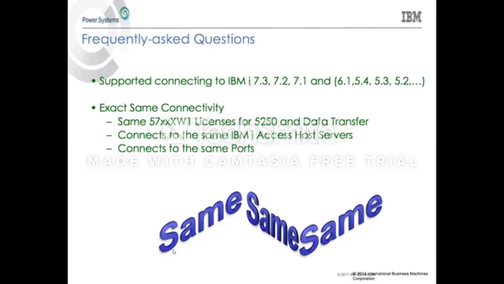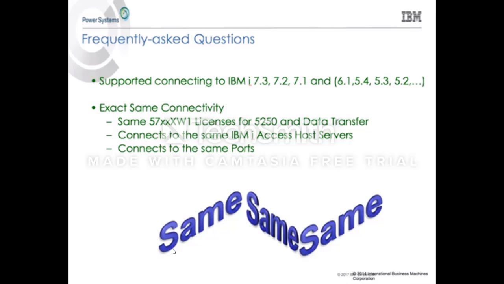Our announced support is any supported version of IBM i. So that means 7.1, 7.2, 7.3. But we also know we support 5.4, 6.1. We know it can also connect to much older releases as well without any issues. And the reason for that is we're leveraging all the same ports, all the same licensing, all the same host servers. Everything from a plumbing and under-the-covers perspective is exactly the same.